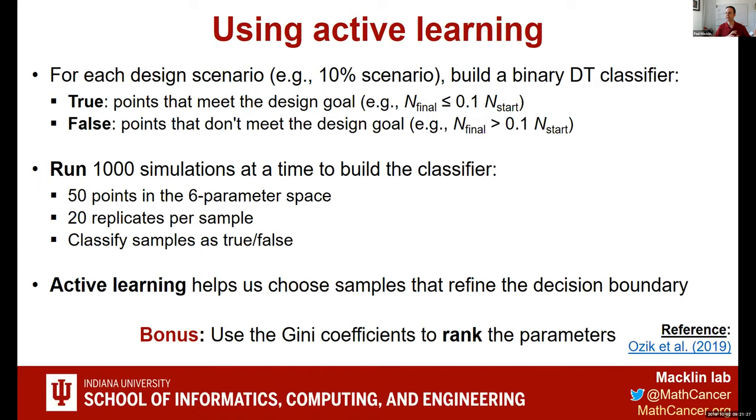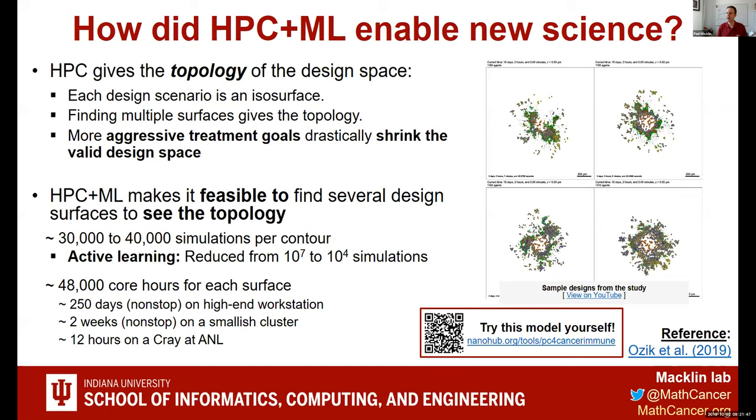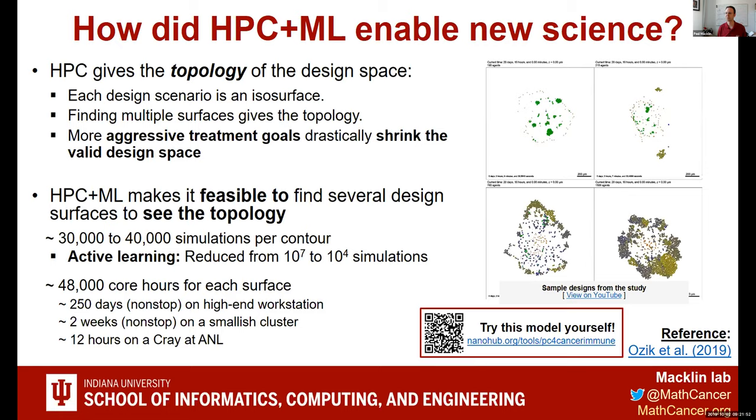And then what you do is you run your simulations, a whole bunch of them at a time in a cluster, but rather than blanketing parameter space, you choose your simulations to refine the decision boundary between the true and the false regions. And then if you nest those problems, you can start getting at the topology of your design space. So by combining machine learning and high-performance computing, you can attack new problems and understand the topology of design spaces, even for complex models like this.